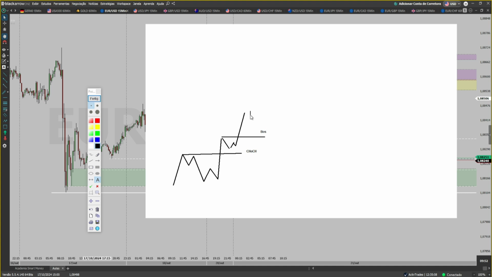Okay, we now have the validation of the bottom of this bottom. And this is where the order block is. So you mark the order block. I'm summarizing everything we just did. Mark the order block.